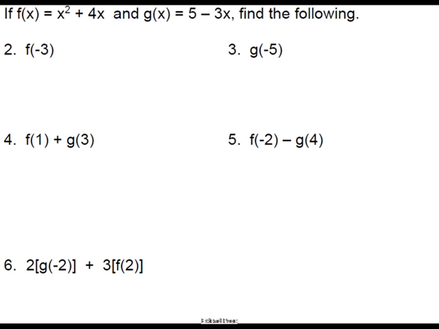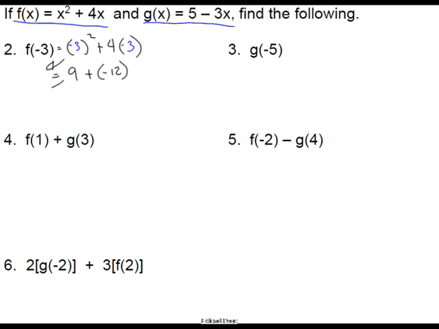In these examples, they told us if f of x is equal to x squared plus 4x, and g of x is 5 minus 3x, find the following. The first one says find f of -3. So I'm going to go through and substitute. I put -3 everywhere x was in my f of x problem. I do my arithmetic. 9 plus -12. The answer is -3.